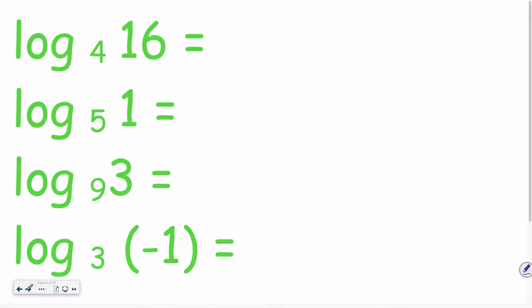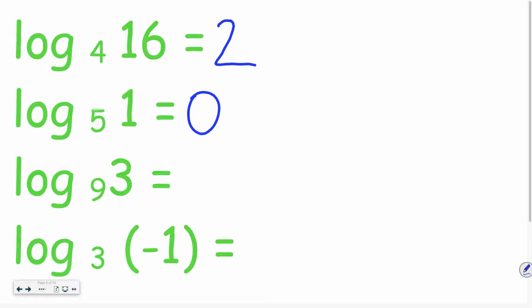All right, let's talk about these answers. Callie, what do you have for log base 4 of 16? It equals 2. 2? Good. And Caitlin, why would log base 4 of 16 equal 2? Because 4 to the power of 2 is 16. Excellent. Log base 5 of 1. Emily B., what do you have there? 0. 0. And Mara, why would that be 0? Great. 5 to the 0 power is 1.